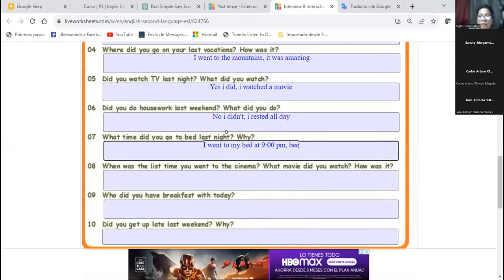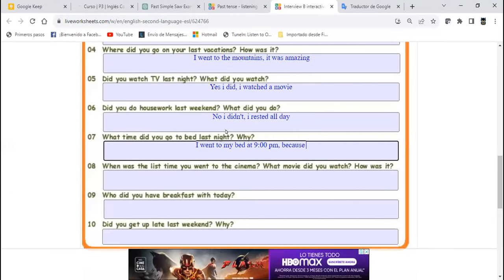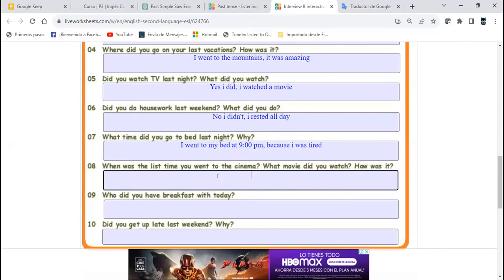¿Cómo se escribe because? Because. Así. Because, I was, me dijo, tired. Was tired. A ver. When was the last time? What's the last time you went to the cinema? Pudiera ser: I went to the cinema 3 months ago. Ya tiempo, ¿no? Months ago.